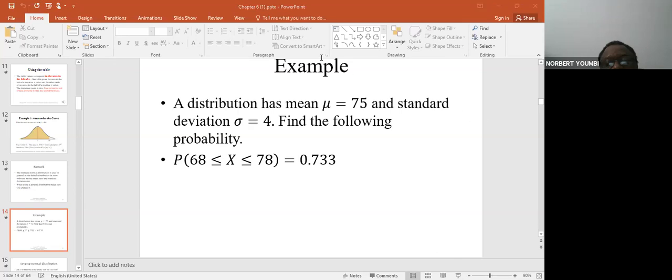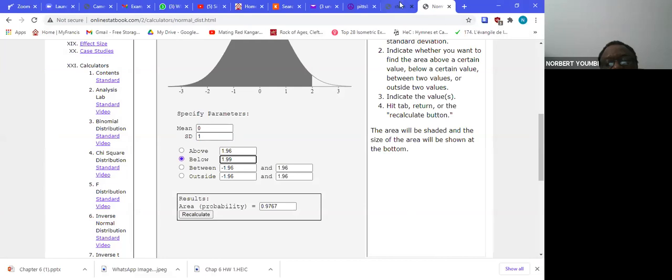The second option is to use the Google calculator. If I want to use the Google calculator here, I will recall that this question is about a normal distribution with mean 75 and standard deviation 4. So the mean here is 75, the standard deviation is 4. The values are between 68 and 78. So I will click between as the option I'm using, and the answer is 0.733.